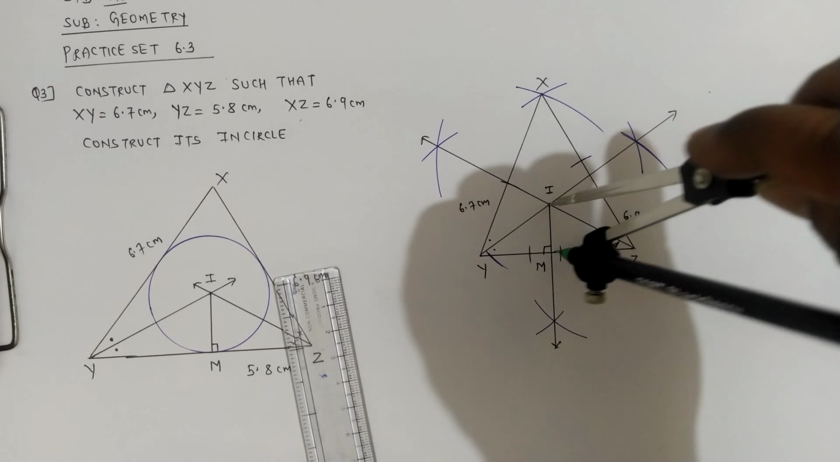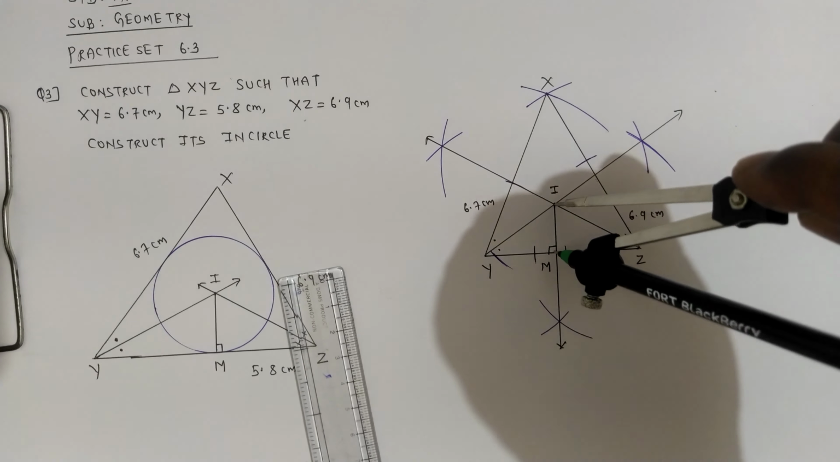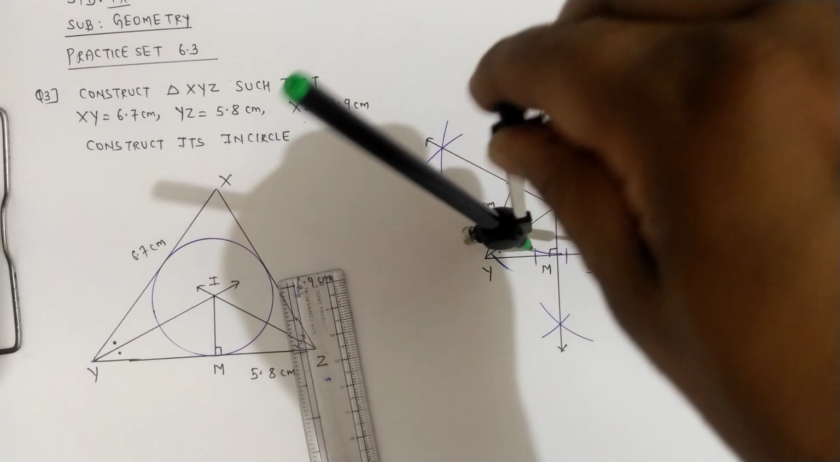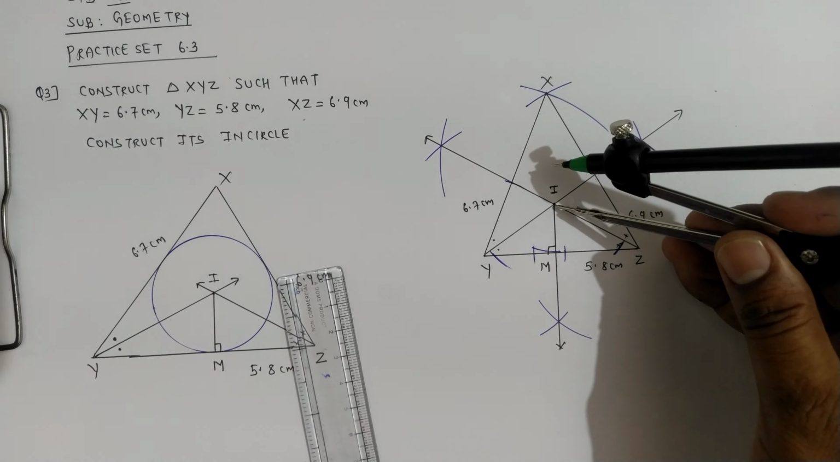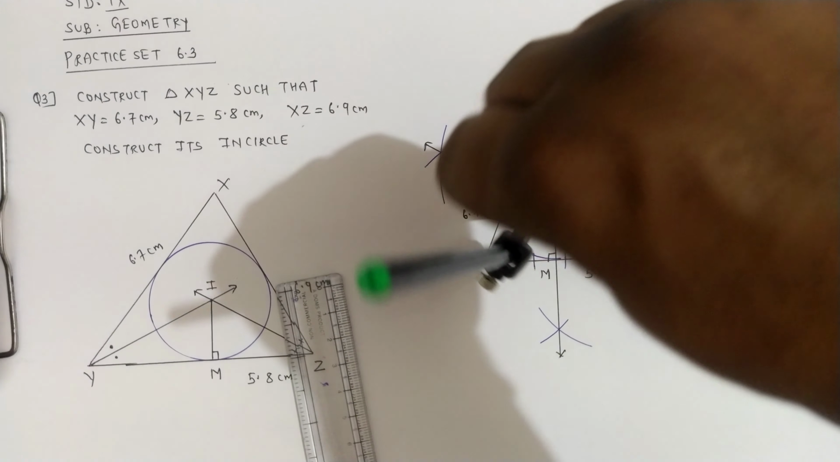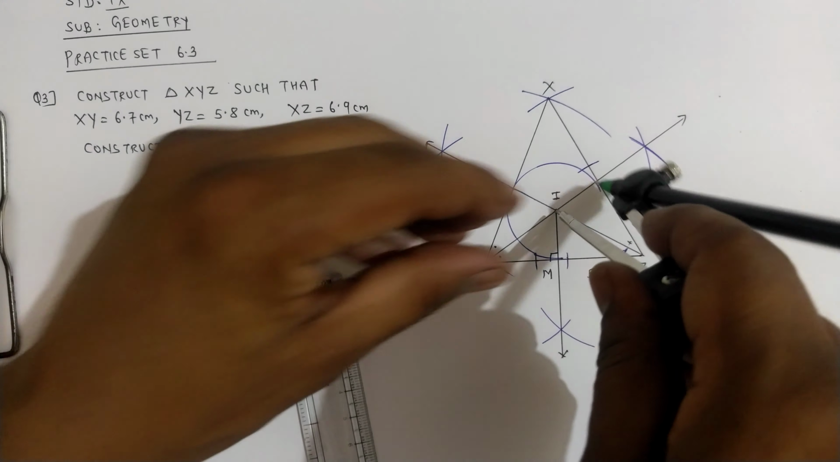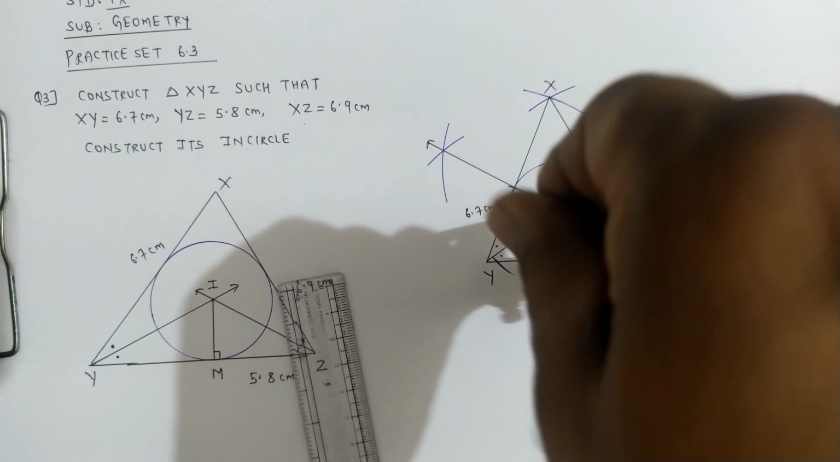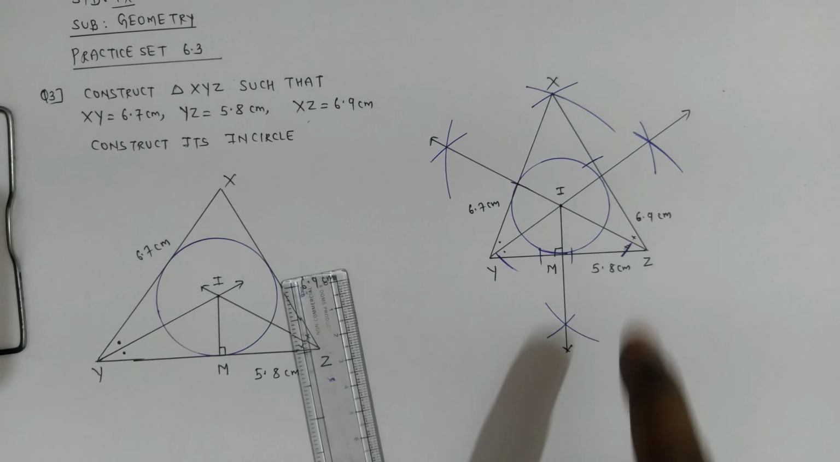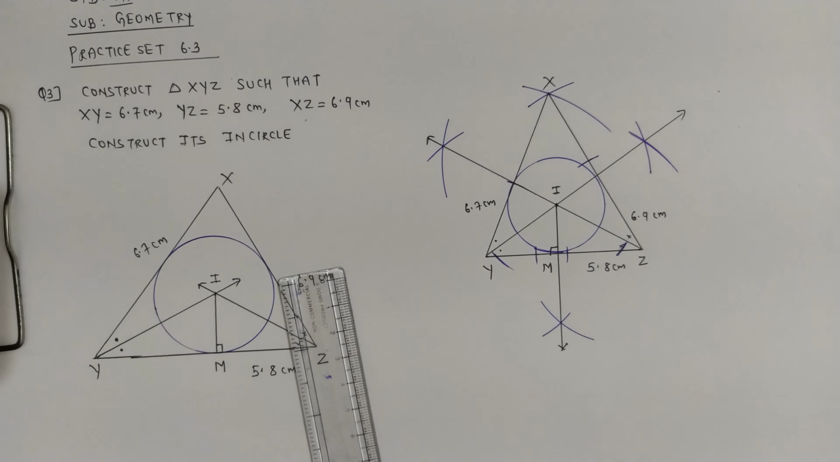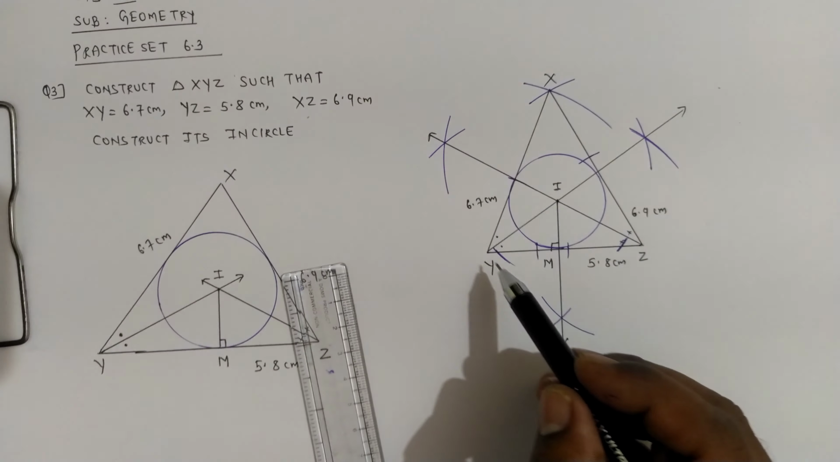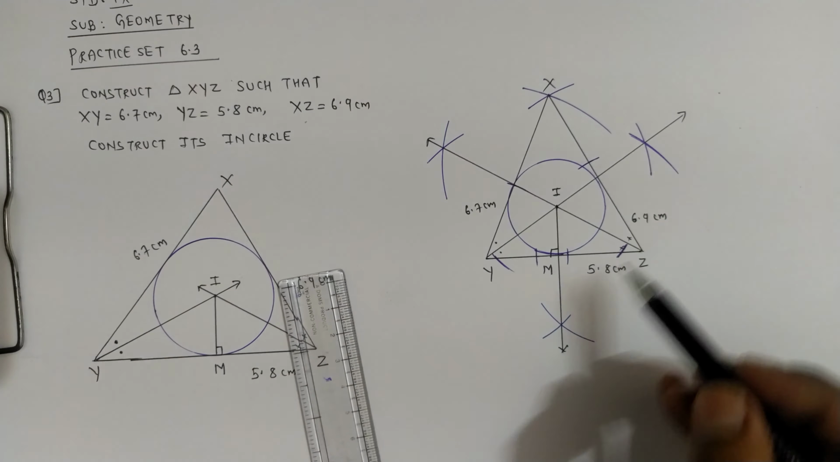See children, now I have taken distance from I to M, right? Now let us go for the incircle. Do it carefully, you will get it. Yes, see, almost we got it here. Okay, so this is the incircle, children, we have drawn for triangle XYZ. Okay, you can construct that.